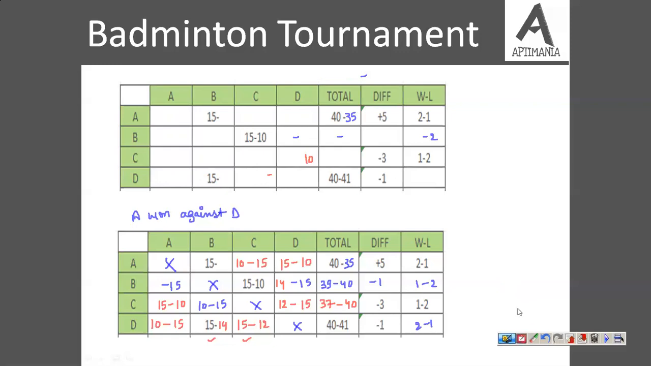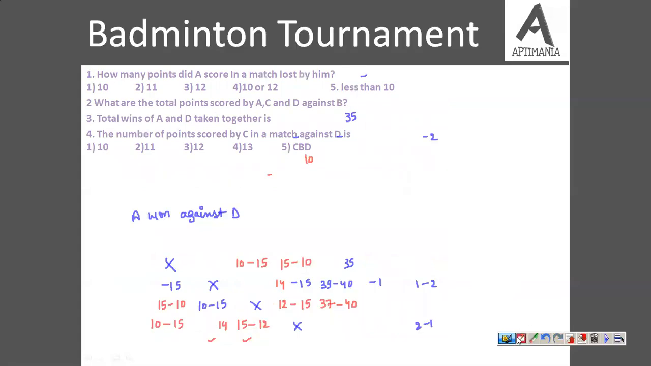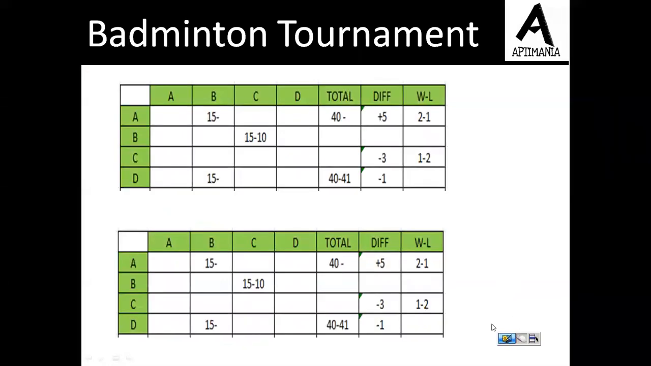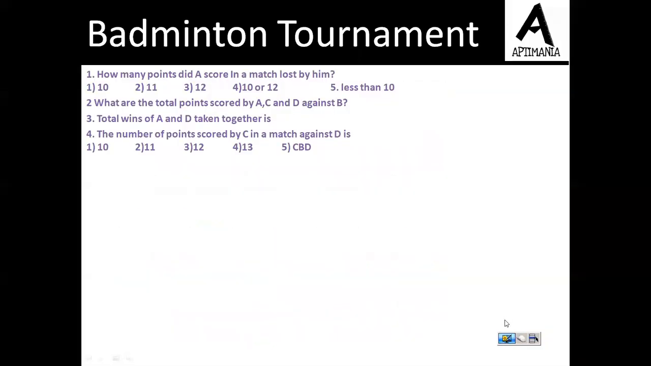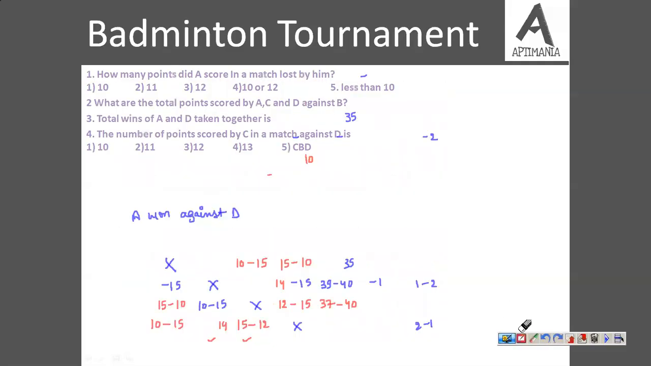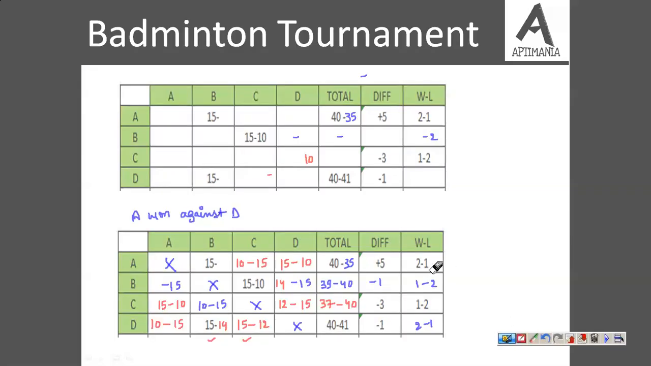Fine. Now let us move to the second question. What are the total points scored by A, C, and D against B? So the total point scored against B. Against B. तो B के against total कितना score हुआ है? 40. So the answer to this question is 40. Fine. Moving to the third question. Total wins of A and D taken together. So A and D, the total number of wins of A and D. A का is 2-1, 2 wins है, and D का is also 2 wins. So the total number of wins of A and D together is 4.